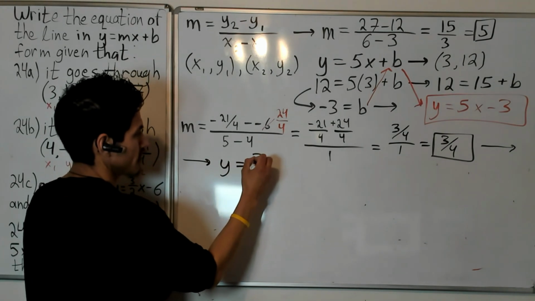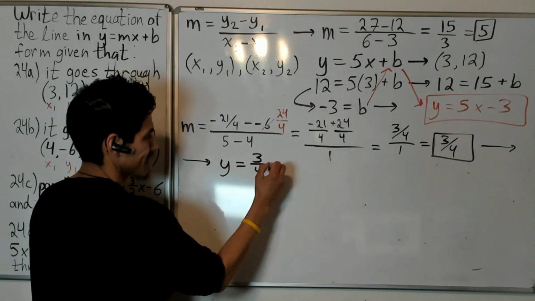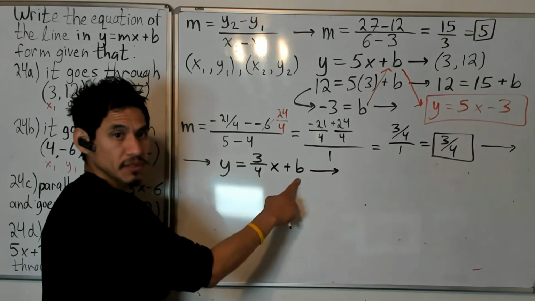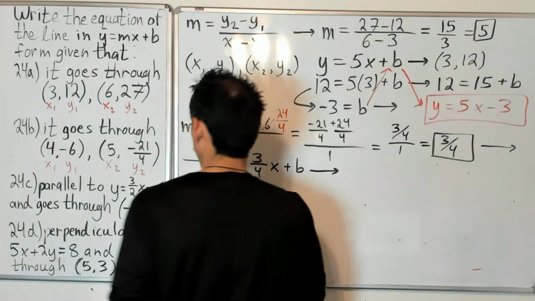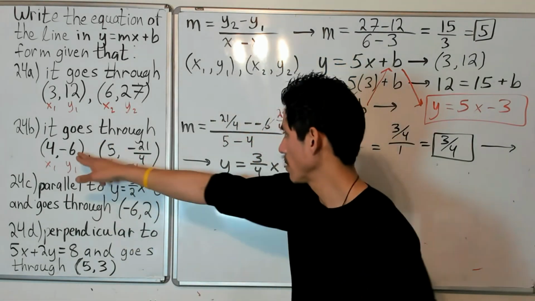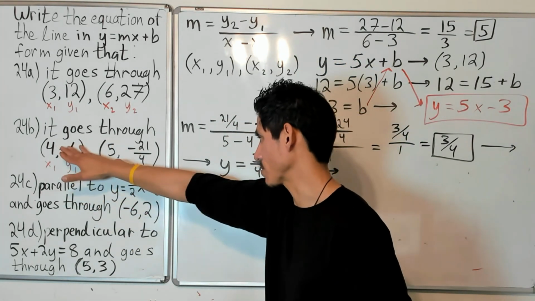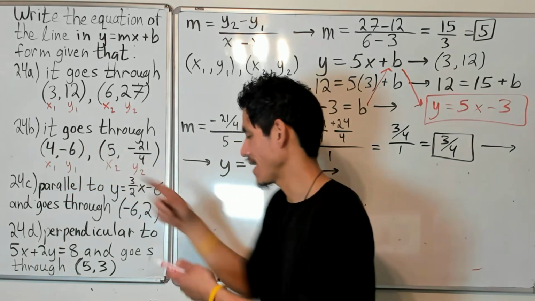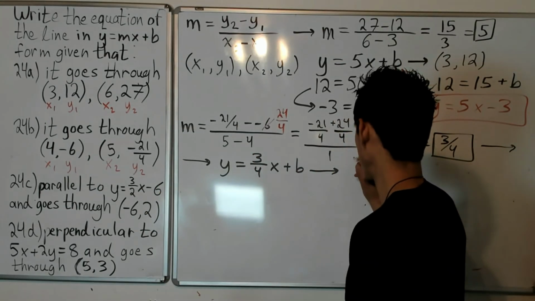I can write my equation next as y equals 3/4 x plus b. I still need to find the value for the y-intercept b. So I'll pick a point. I'll pick probably this point because it's just easier to work with. So substituting 4 for x and negative 6 in for y.